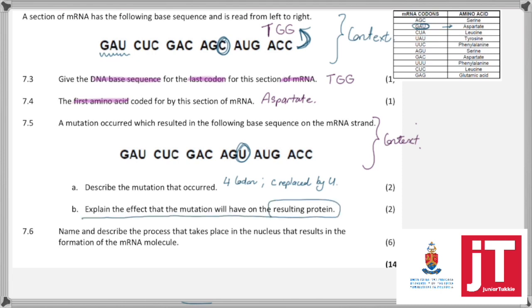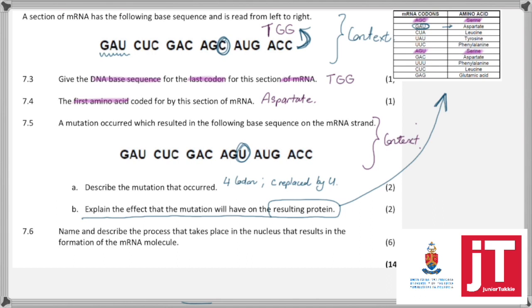B, explain the effect that the mutation will have on the resulting protein. 2 marks. Now, we are not going to jump to our default answer here, because in many questions we know that because of the change in base sequence, we change the amino acids, therefore we are changing the resultant protein. But we need to make sure that that is exactly what's taking place. So looking at our context, AGC and AGU code for the same amino acid.